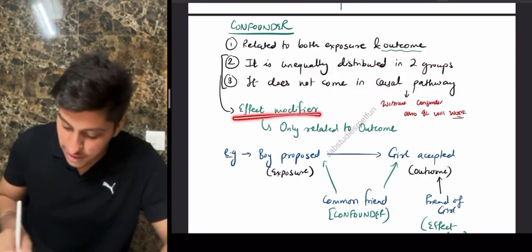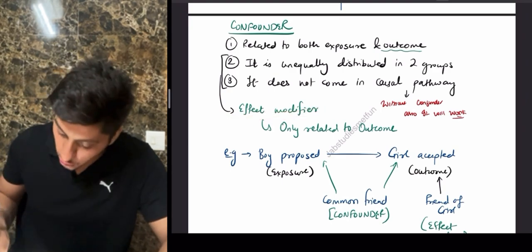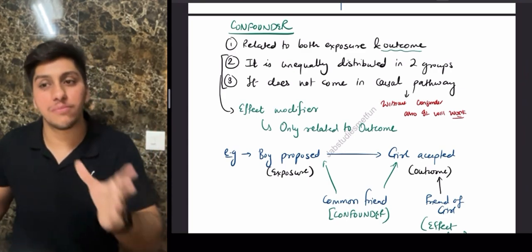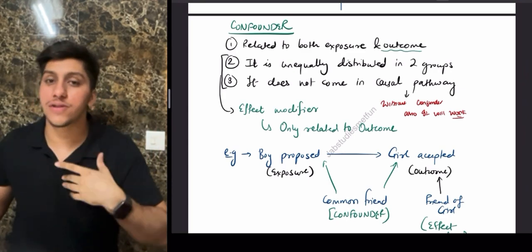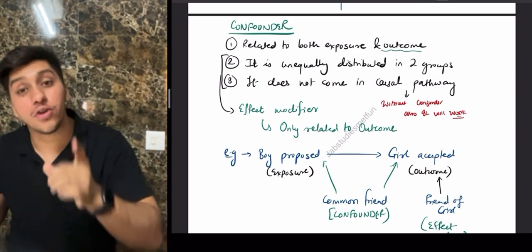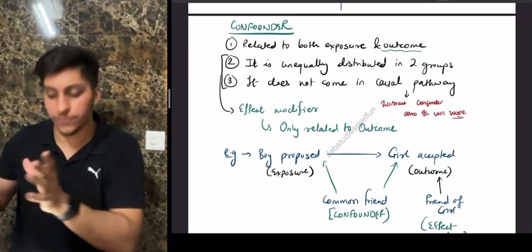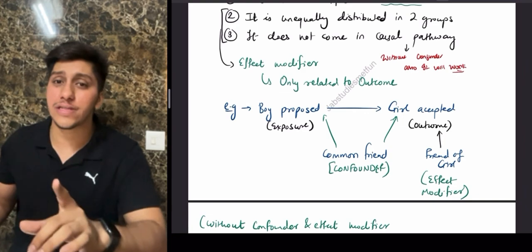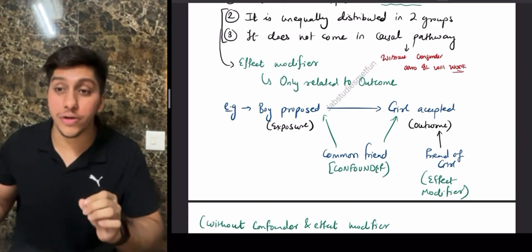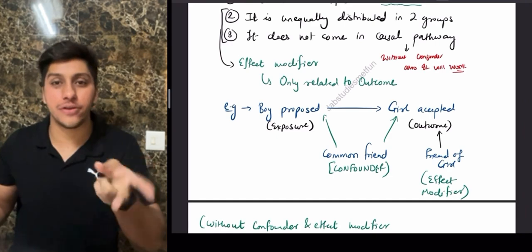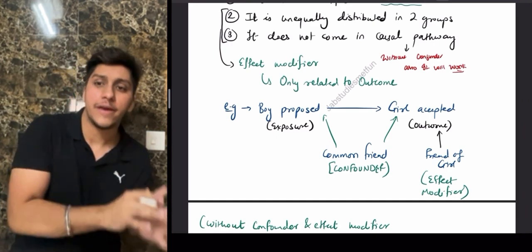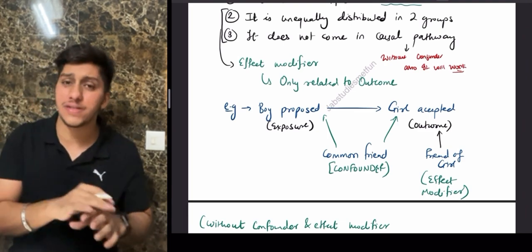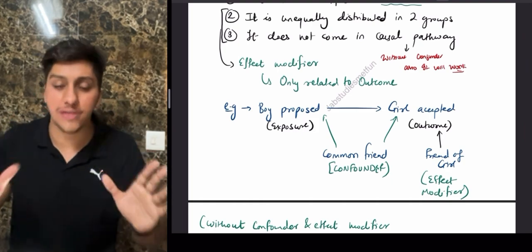Then you have something which is the effect modifier. Effect modifier is only related to the outcome. So over here, our exposure was the guy. The outcome was the girl getting accepted. The common friend was the best friend for both sides. And the friend of the girl's best friend, so that girl is only related to the outcome. So an effect modifier is only something which is related to the outcome. But a confounder, C for confounder, C for common friend, is related to both. They are mixed. Sometimes he is best friend for the exposure, sometimes more to the outcome. But whether this best friend is present or not does not matter. The causal pathway is going to happen.